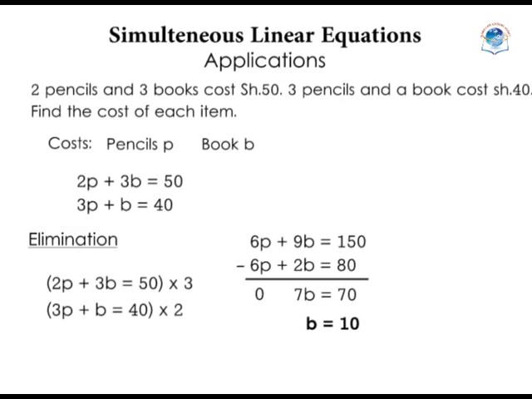Substituting the value of B in an equation, 3P plus 10 is equal to 40. 3P is equal to 30 and P is equal to 10.